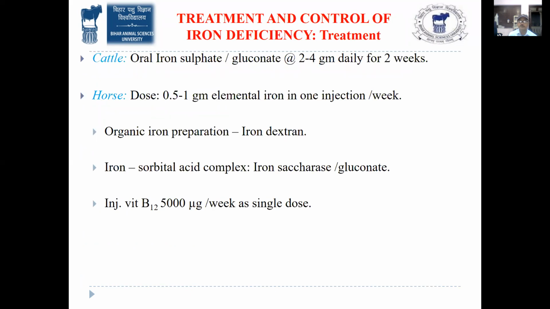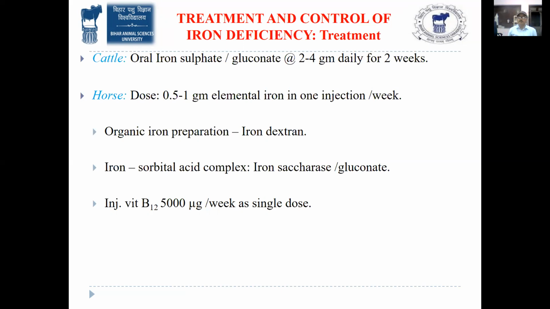Treatment and control. In cattle, oral iron sulfate or gluconate can be given at the rate of 2 to 4 grams daily for 2 weeks. As iron is unpalatable, it should be mixed with feed or with molasses as a liquid. In horses, the dose should be 0.5 to 1 gram elemental iron in 1 injection per week. But individual idiosyncratic reactions are common in these conditions, hence precautions are advisable.